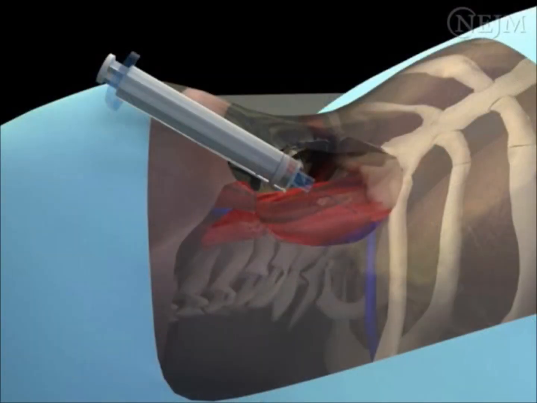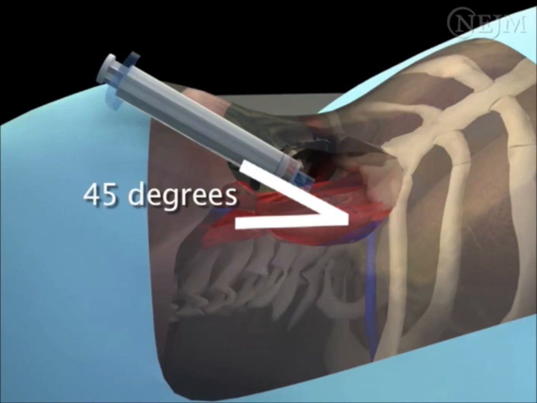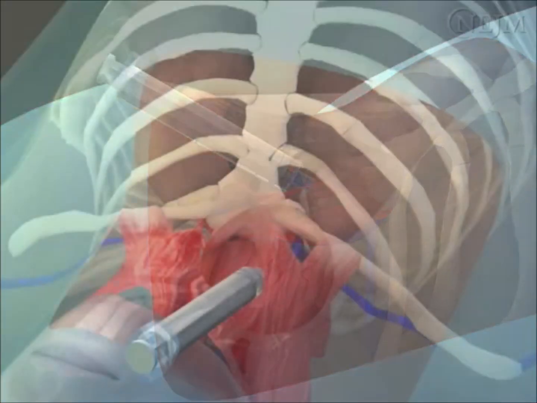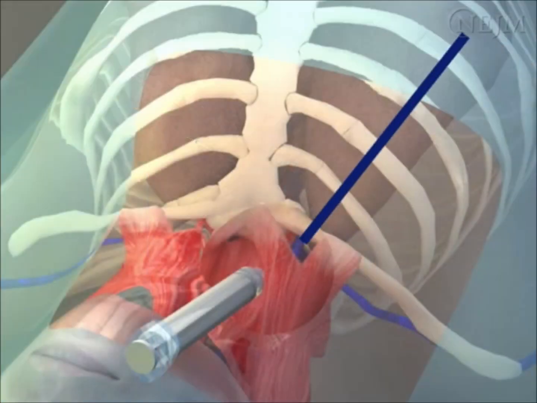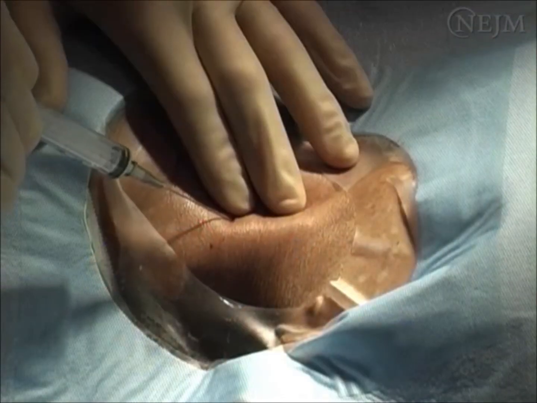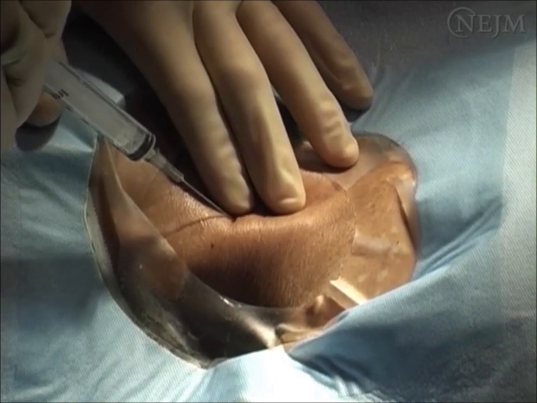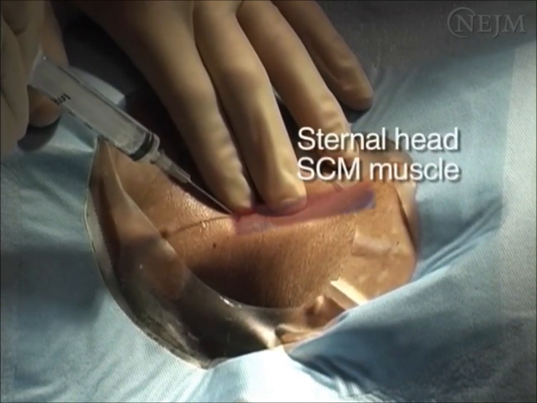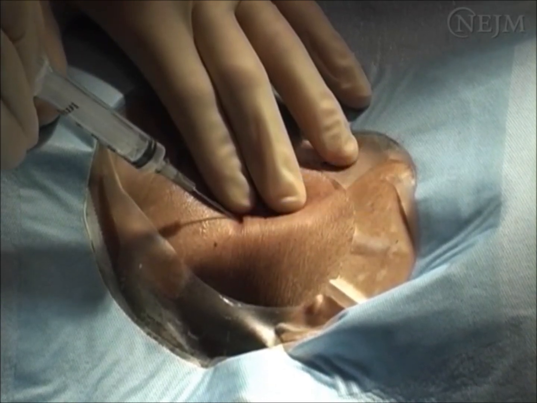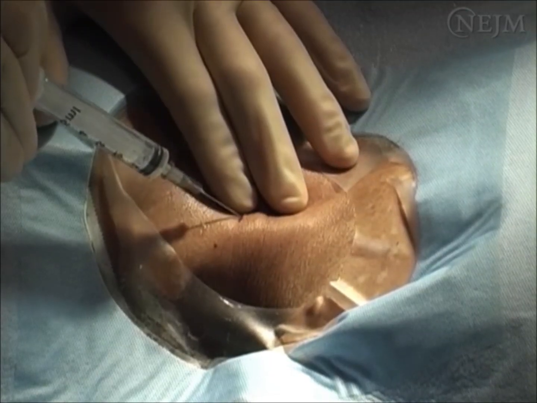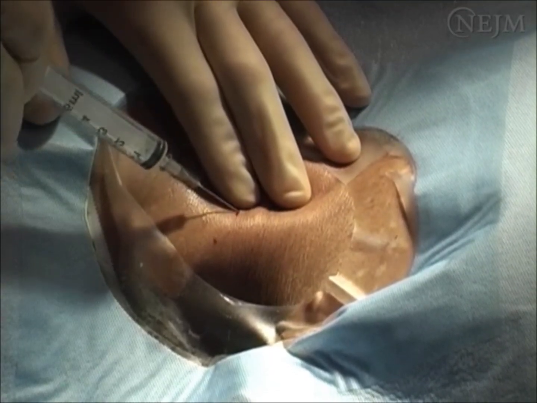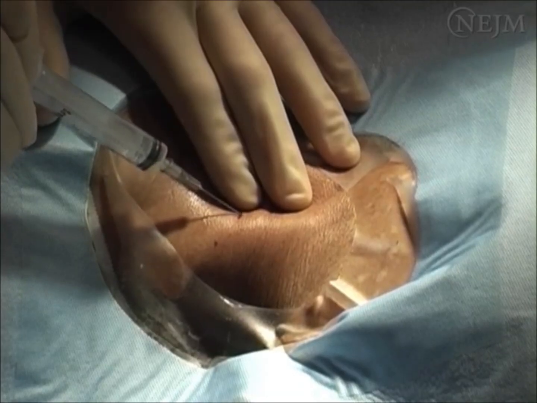Using the insertion needle, approach the site at a 45-degree angle from the coronal plane, with the long axis of the needle directed toward the ipsilateral nipple. Puncture the skin at the apex of the triangle at the medial border of the sternal head of the sternocleidomastoid muscle, entering just lateral to the carotid pulse. Advance the needle while applying gentle suction to the syringe.